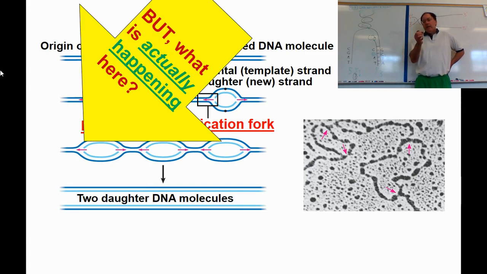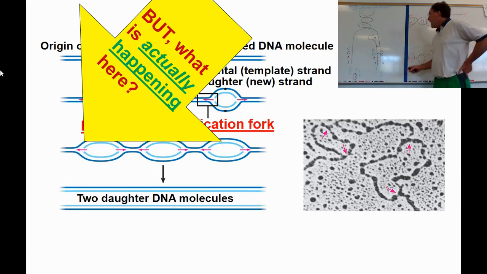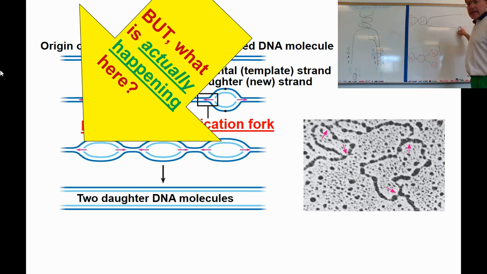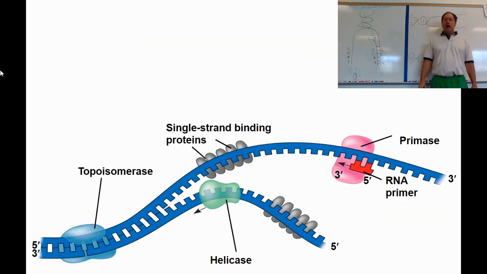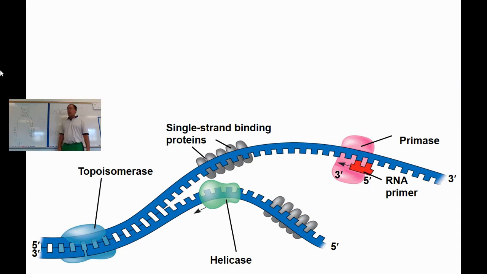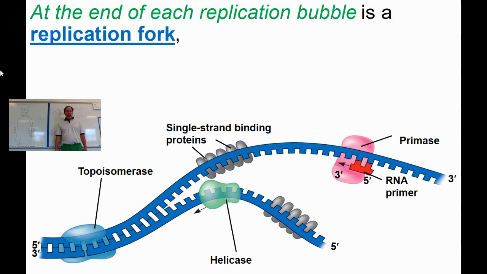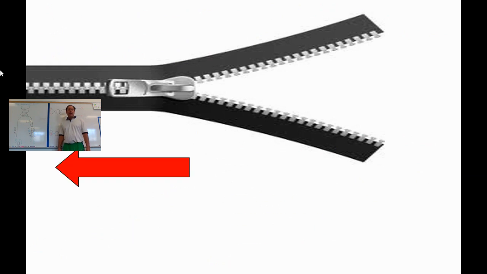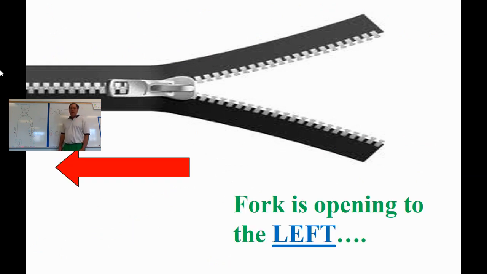Well, what the rest of 16.2 deals with is the detail. If you look on the picture, you see there's a fork there, and we're going to spend a lot of time with definitions of enzymes and what really happens here, what it's called. So this is a picture of what it looks like from your textbook, a cartoon form of it. I've got it drawn up here on the board. At the end of each of these bubbles, or one side of this bubble, is what we call a replication fork. It's a Y-shaped region where new DNA strands are elongating. Okay, that makes sense to me. It's kind of like a zipper. And let me show you this movie. It's a few years old, but I think it does a good job.